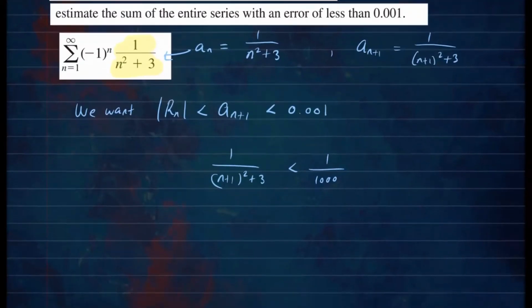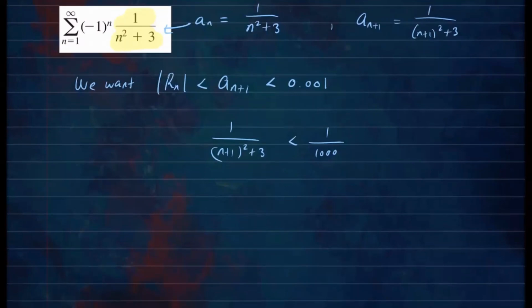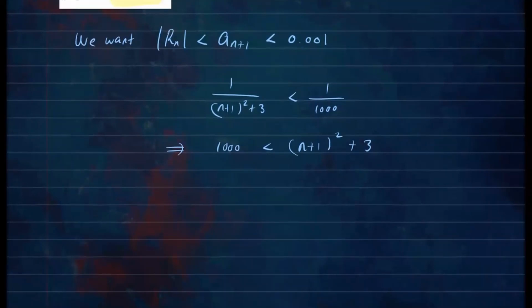All right, now let's do some algebra and solve for n, because n will tell you the number of terms you need to add up so the error is less than 0.001. So I can cross multiply. This is 1,000 is less than (n plus 1) squared plus 3. And then we can switch the inequality, switch the terms.